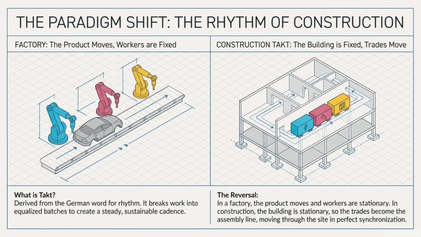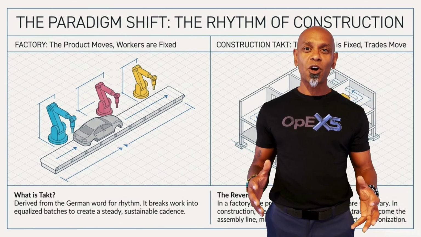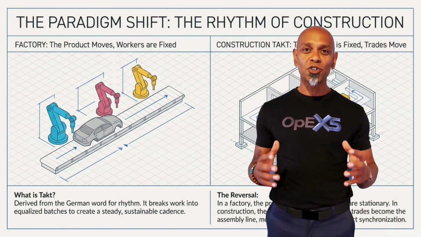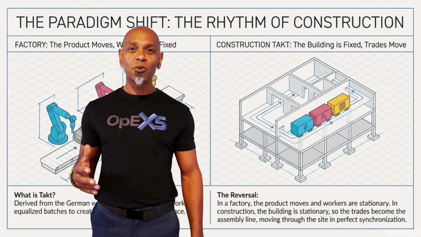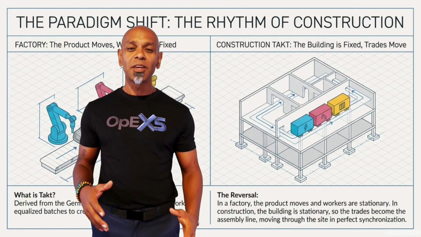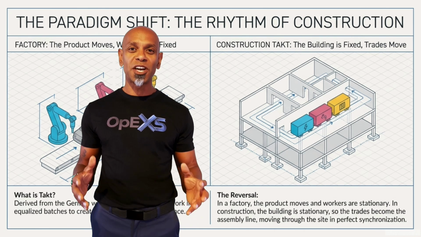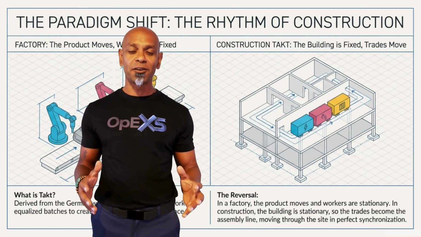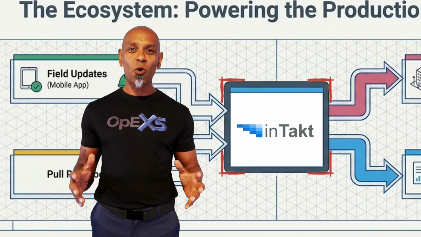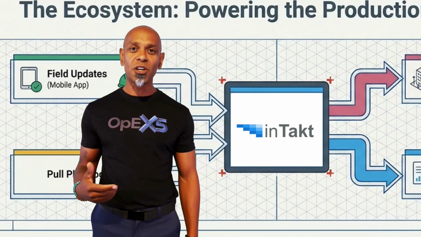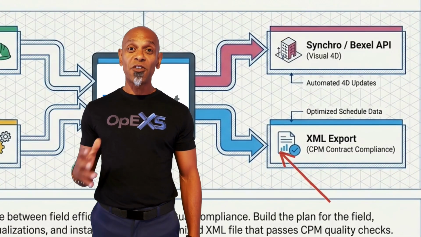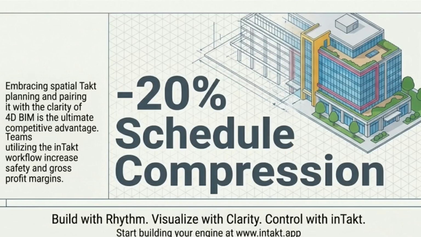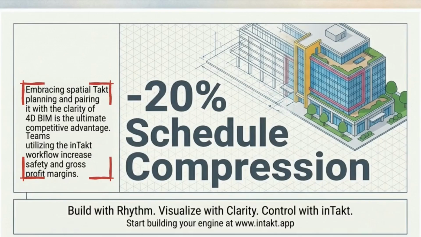We look at manufacturing and wonder why they achieve perfect production harmony while we constantly fight trade stacking, logistics bottlenecks, and delays. The secret isn't just better modeling. It's a fundamental shift in how we schedule time and space together. You will see how the inTakt platform acts as the core production engine that makes 4D planning functional, predictable, and field ready. By the end of this explainer, you'll see how to unlock up to 20% in schedule compression.